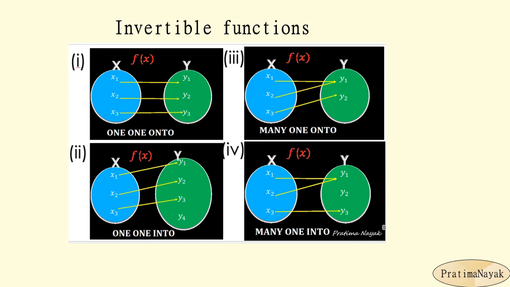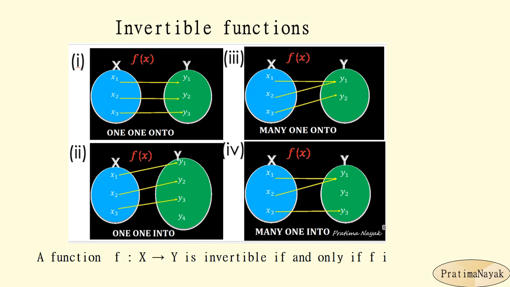So which function is invertible? One-one onto function is invertible. We can write the function from Y to X. A function f from X to Y is invertible if and only if f is a bijective function, meaning it is one-one as well as onto. That is called a bijective function.